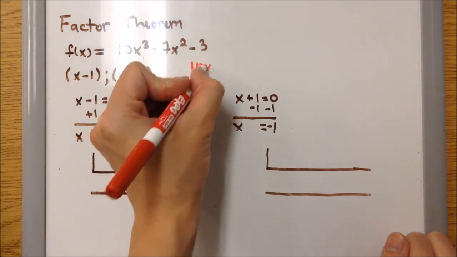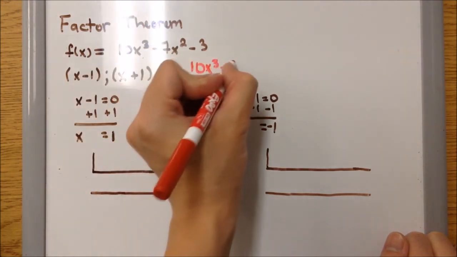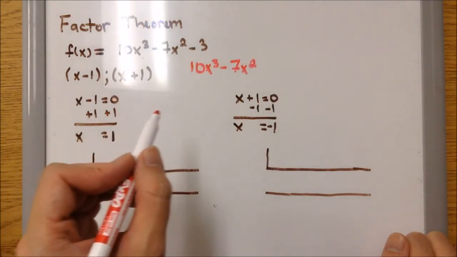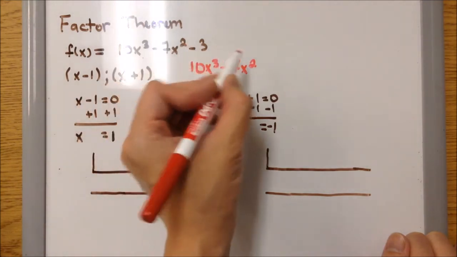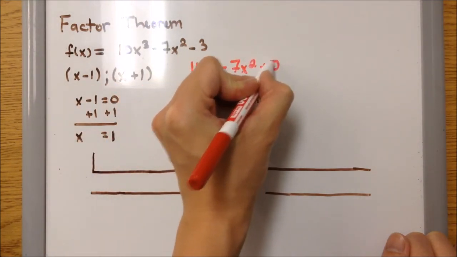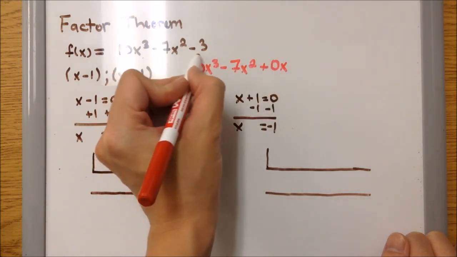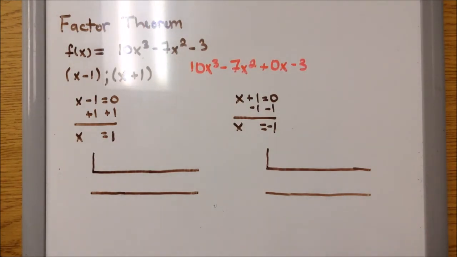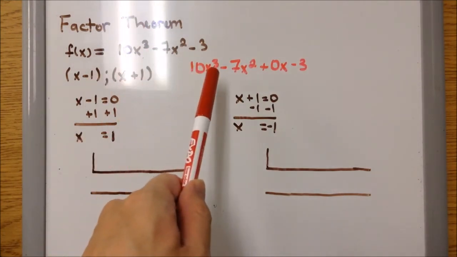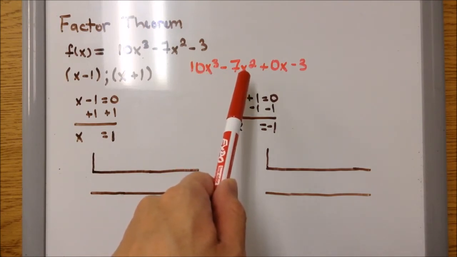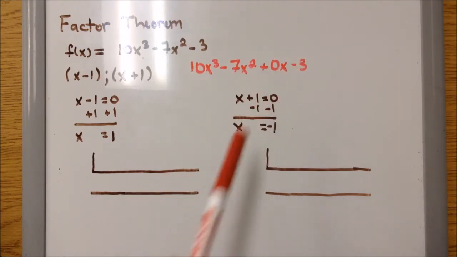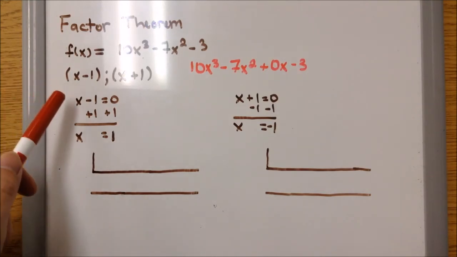10x to the third minus 7x squared. Now the one we were missing was x to the 1 power. Since it was not there, I'm going to put plus 0x, and then we have a constant number, so bring that over here. So minus 3. So let's check. 10x to the third, 3, minus 7x squared, 2, 0x, 1. Alright, we got all the x's, and now we have a constant number. So we're good.